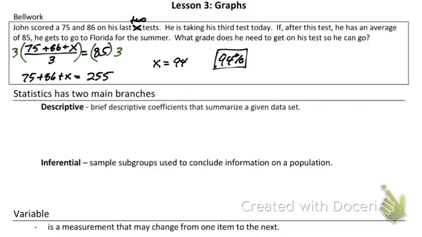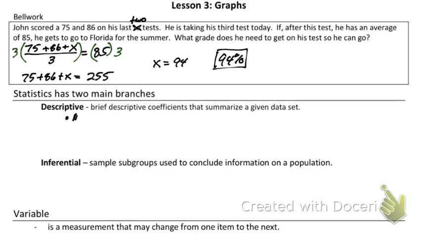All right, let us start off with something we've already covered. When we started off, we said statistics has two main branches, and that is descriptive and inferential. Let's break this apart even further than we did on that first day. Descriptive is a brief descriptive coefficients that summarize a given data set. So descriptive, we've already talked about those yesterday.